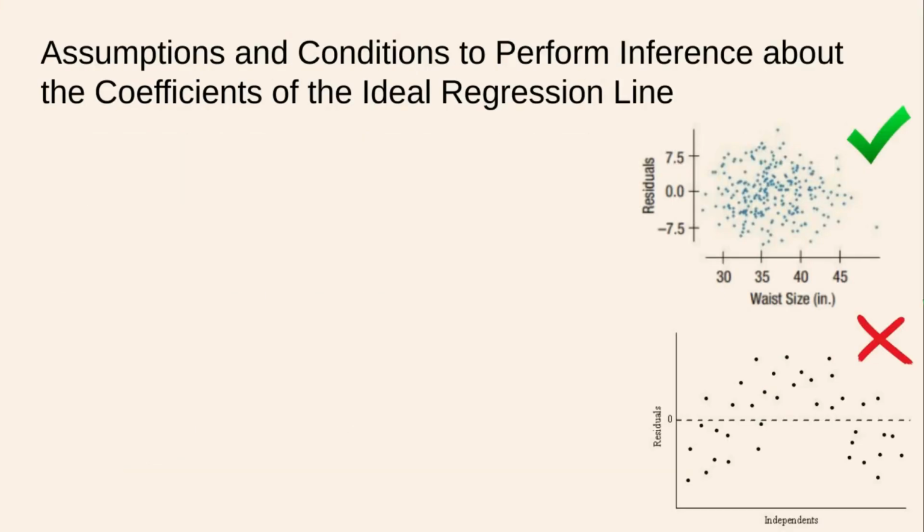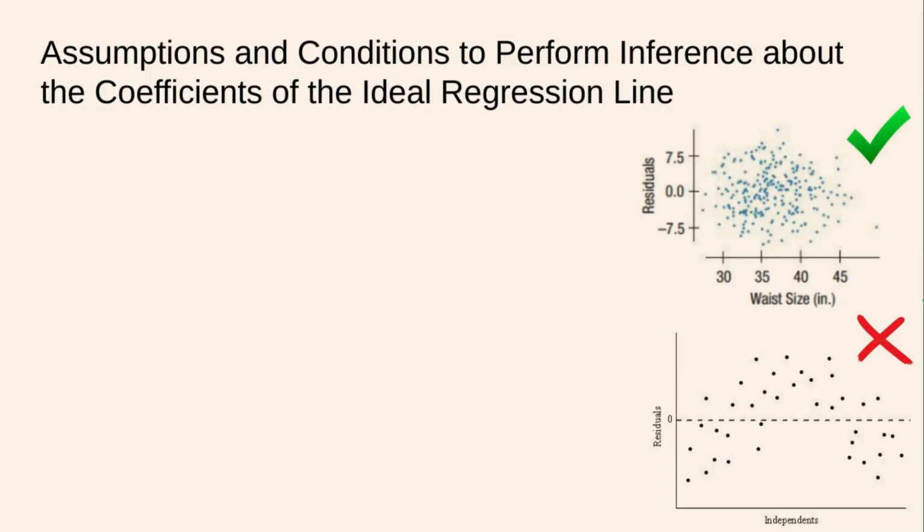Now, there are some assumptions and conditions that we need to perform inference about the coefficients, that is, beta sub 0 and beta sub 1 for the ideal regression line. So if we want to find confidence intervals and test hypotheses about beta sub 0, that would be the y-intercept, as it were, of the ideal regression line, or beta sub 1, that is the slope of the ideal regression line, we need to check off some boxes.